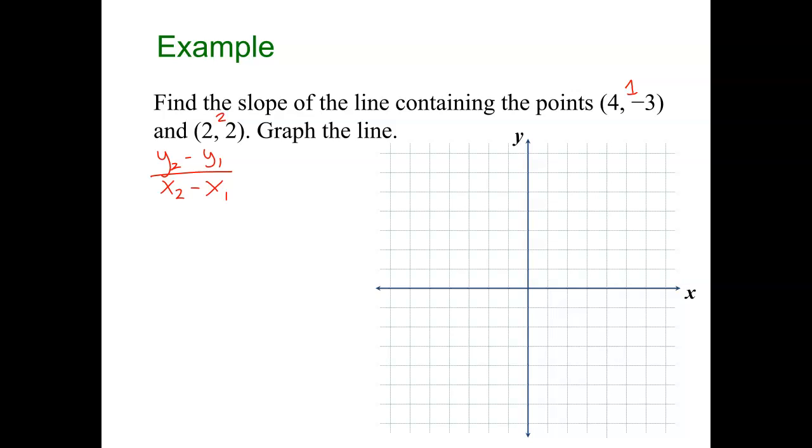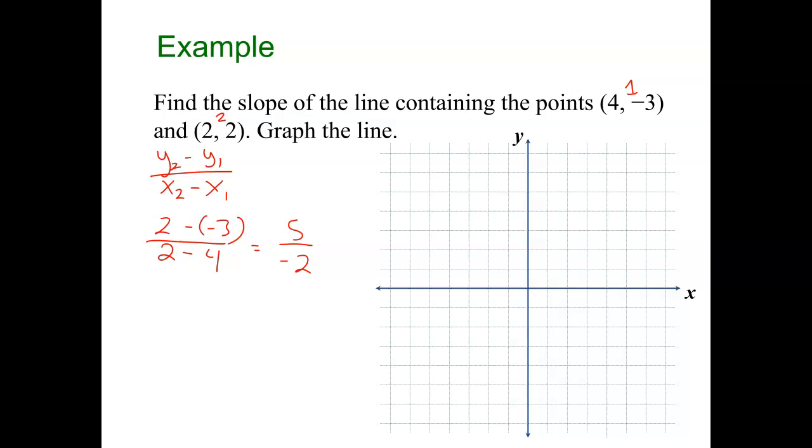Okay, so y2 and x2, that's going to be point number 2. Okay, so I have 2 and 2. Alright, that's point number 2. y2 and x2. Alright, minus y1. What's the y value of point 1? What is the x value of point 1? 4. Okay? What is 2 minus negative 3? 5. What is 2 minus 4? Negative 2. Okay? So I have 5, negative 2. 5 over negative 2 is my slope.